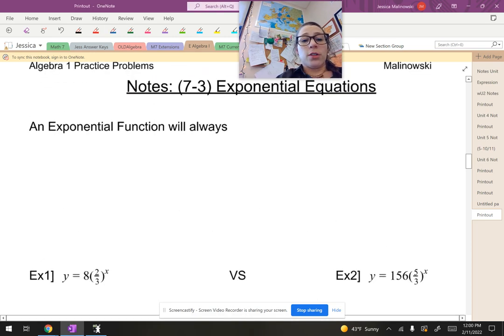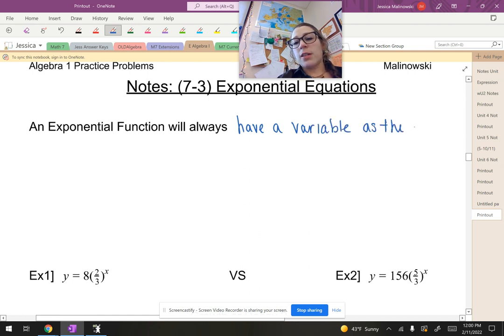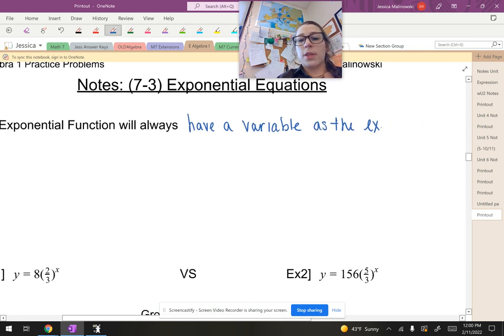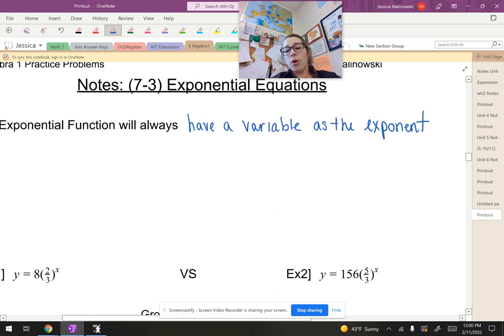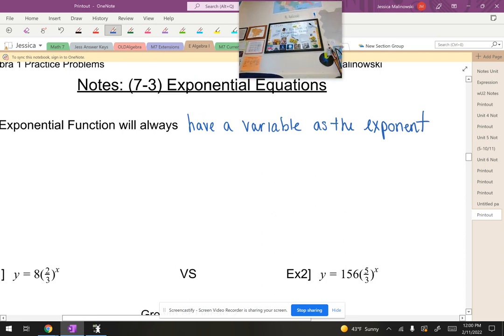So, in general, exponential functions will always have a variable as the exponent, hence exponential functions. Exponential functions will always have a variable as the exponent.